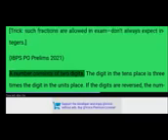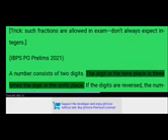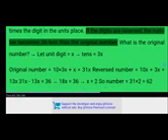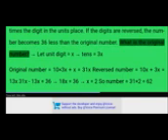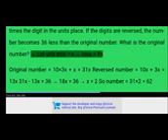IBPS PO Prelims 2021. A number consists of two digits. The digit in the tens place is 3 times the digit in the units place. If the digits are reversed, the number becomes 36 less than the original number. What is the original number? Let unit digit equal x, so tens equals 3x.